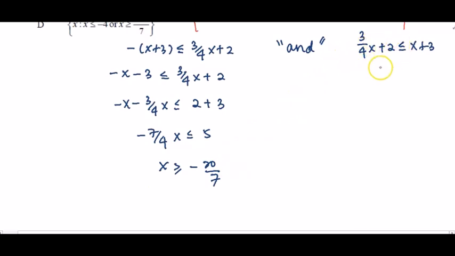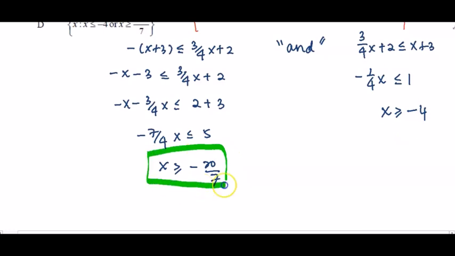And the second inequality, using the same method, you will get negative 1/4 x less than or equals to 1. And again, x is greater than or equals to, because you reverse the sign when you multiply both sides by negative 4. Okay, so you got x greater than or equals to negative 4.